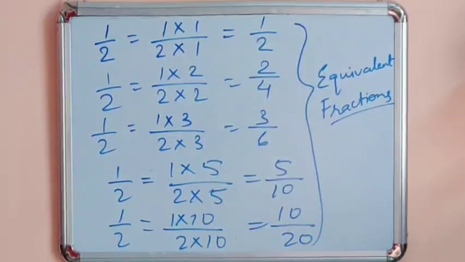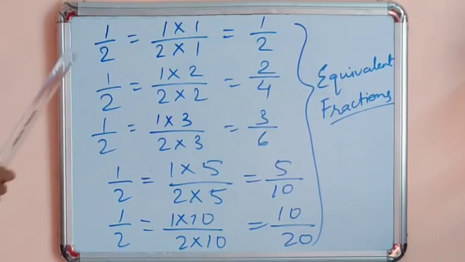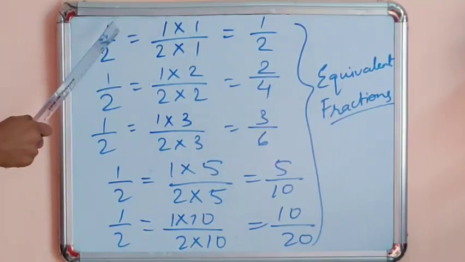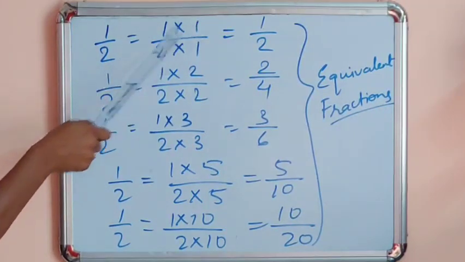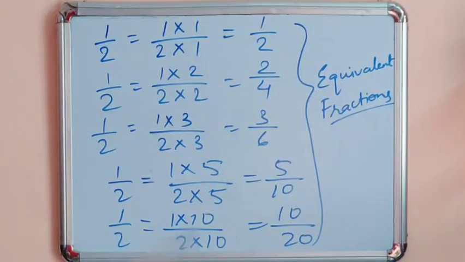Now suppose the figure is not given and you have to calculate the equivalent fractions. So suppose the fraction is 1 by 2. You need to calculate the equivalent fraction of 1 by 2. How can you do that? You have to multiply the numerator and the denominator by the same number. Say we are multiplying by 1, so 1 into 1 by 2 into 1. This is equal to 1 by 2. So 1 by 2 is the equivalent fraction of 1 by 2.